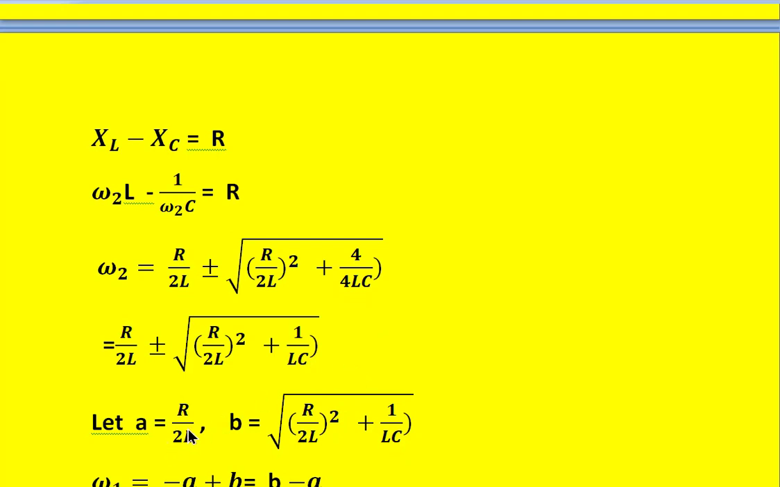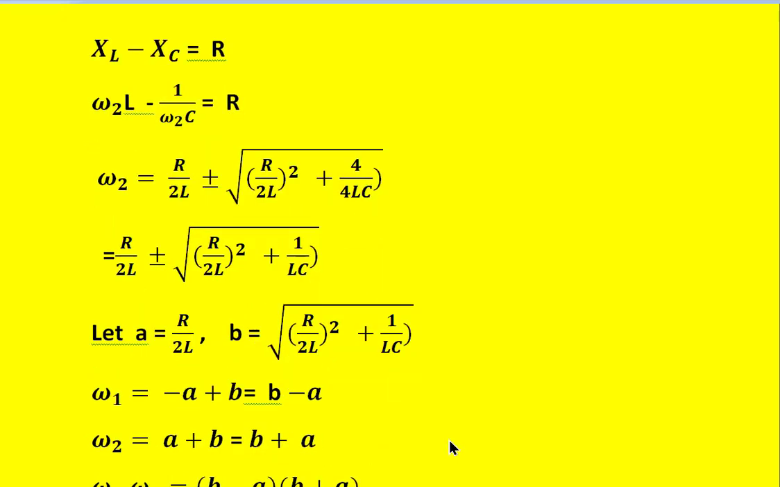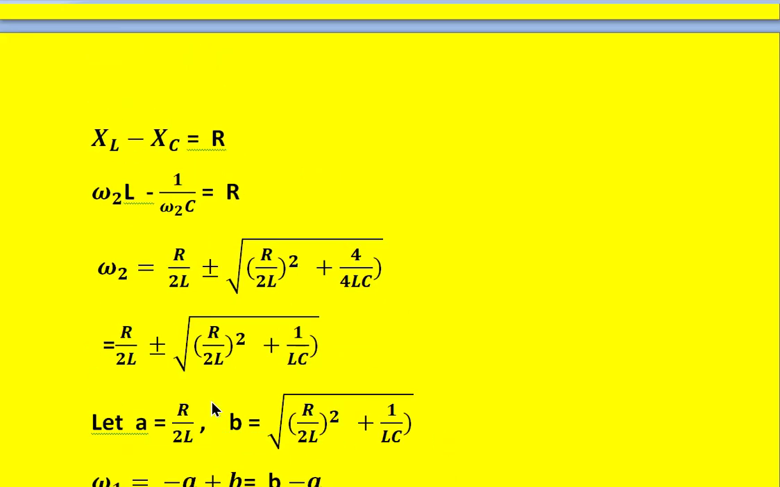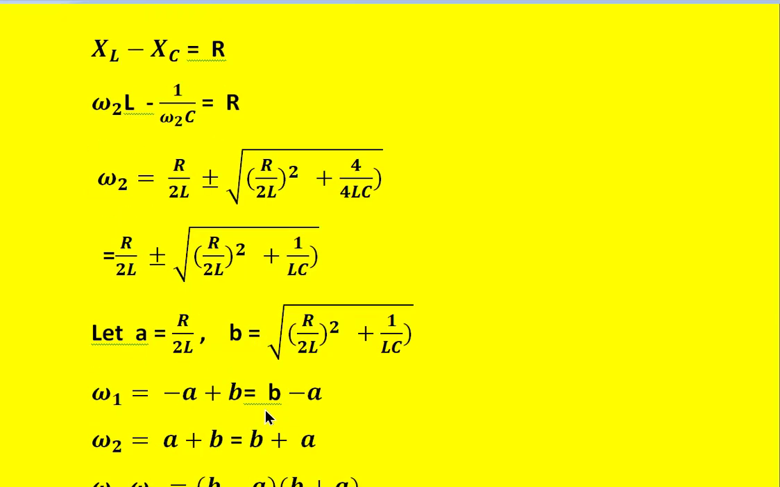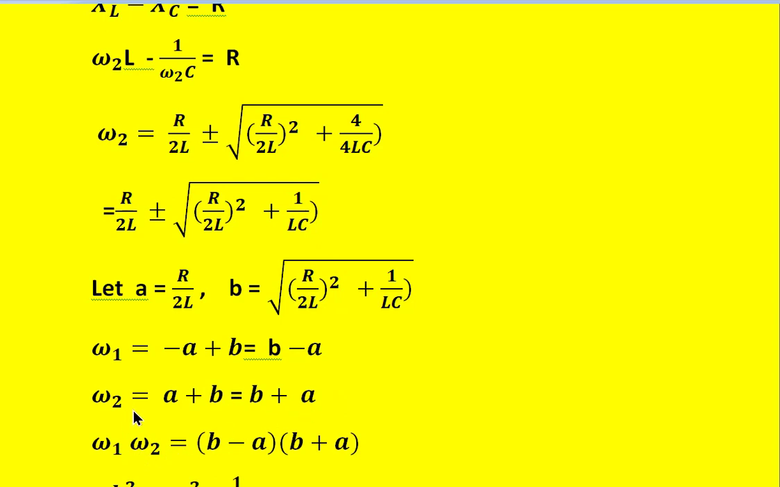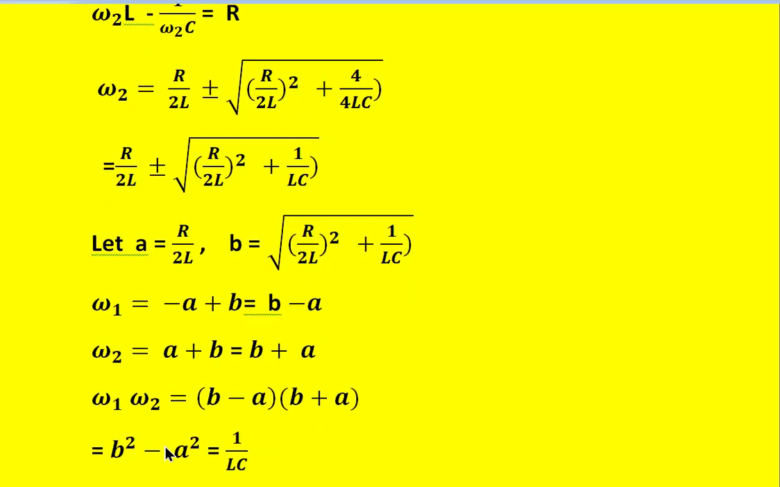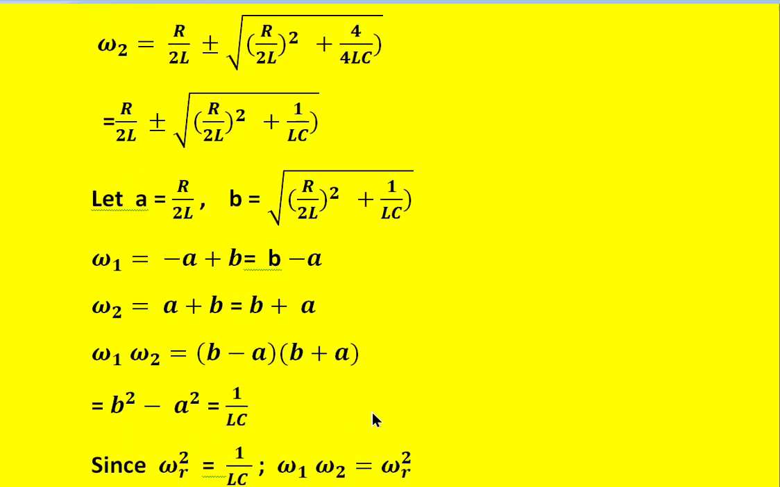So then omega 1 can be written as minus a plus b, so that is b minus a. Similarly, omega 2 can be written as a plus b. Then omega 1 omega 2 can be written as b minus a into b plus a. So this becomes b square minus a square. And we know what is b and what is a.